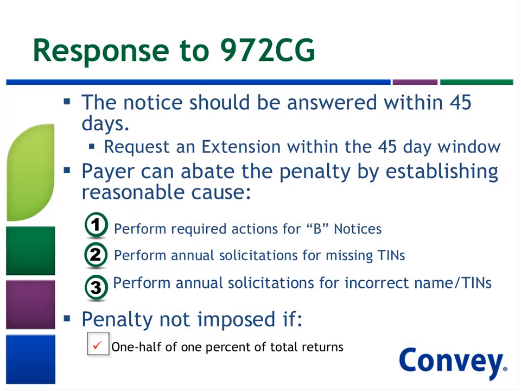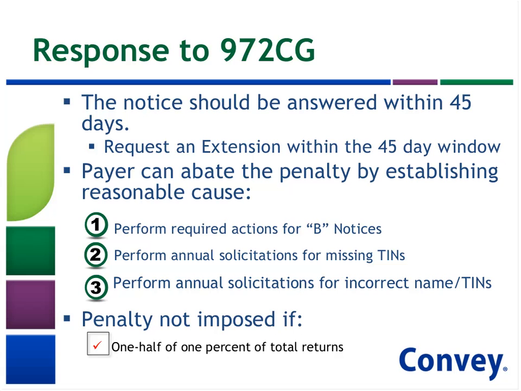So, how do you handle these P notices, the Form 972CG? Well, you have to answer the notice within 45 days. You can request an extension to the 45-day window, which, in general best practice, requesting an extension, never a bad idea. And you can abate the penalty, which means, provide them reasonable cause as to why it happened for a variety of reasons. And here are 3 of the reasons right here.